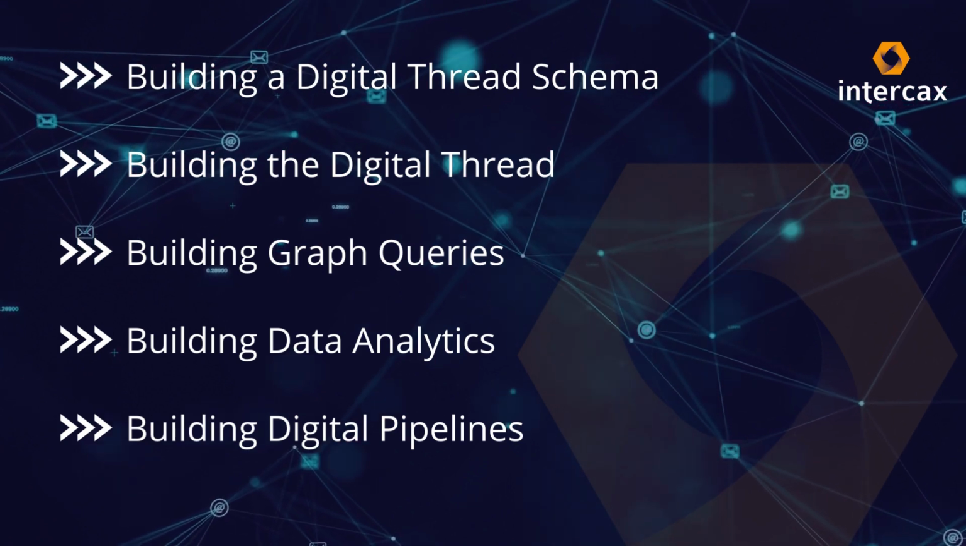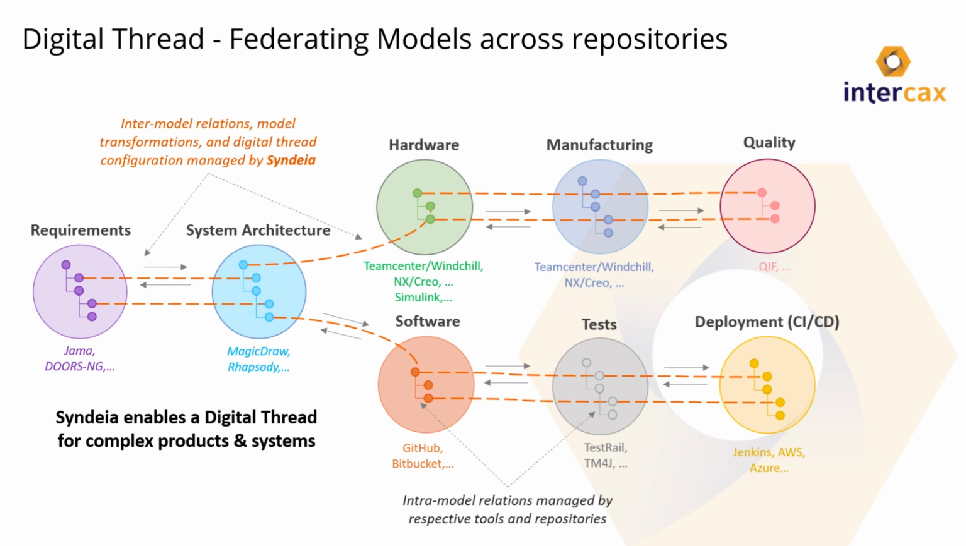For us, a digital thread looks something like this. There are many different models. Each of these circles represents a different model of a different aspect of the system. And within each model, there are model elements, artifacts like requirements and behaviors and simulation results. Within that model, these are connected together, and we call those intra-model connections. Intra for inside the model. But we also want to tie these separate models together, and that's what the dashed orange lines represent. We call those intermodel relations, inter for between models. Together, these comprise the digital thread.